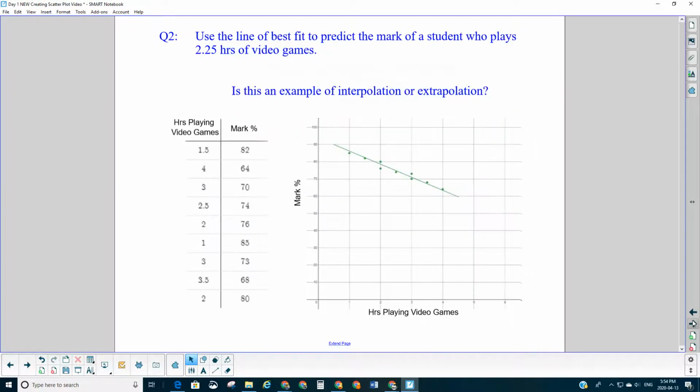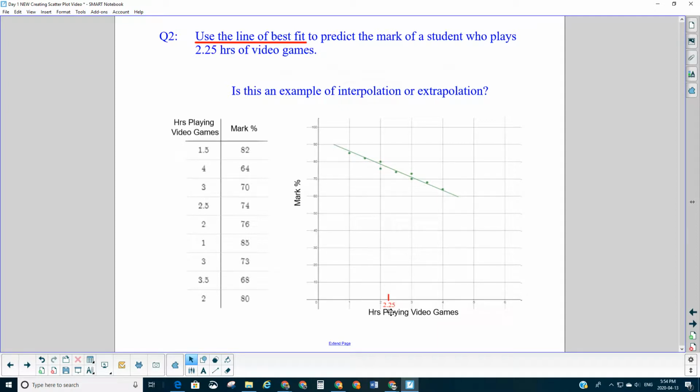We're going to do this in our graph here. We're going to use the line of best fit, and it's important that we use it. I don't want you to look at the data and make predictions. We're going to use the line of best fit to predict the mark of a student who plays 2.25 hours of video games. 2.25 isn't on our graph, but we can make a prediction based on all of the data. So let's look at 2.25. There's 2, there's 3, so 2.5 is somewhere in between here.